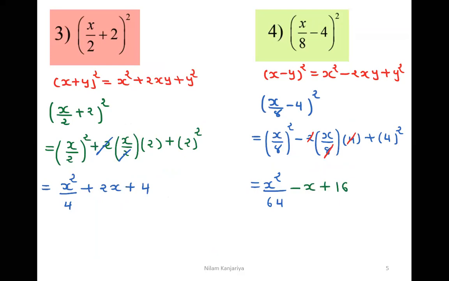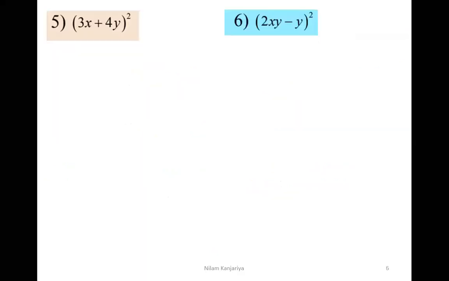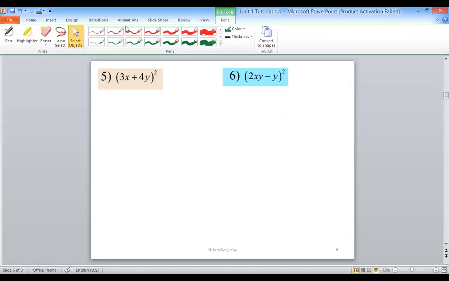Yes, ma'am. Okay, so let's move on to the next number, fifth. Tell me which identity is used, do you know or not? Okay, tell me the answer. Fifth and sixth, directly answer.